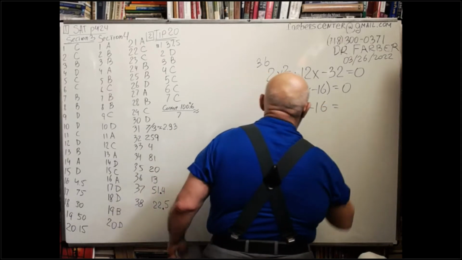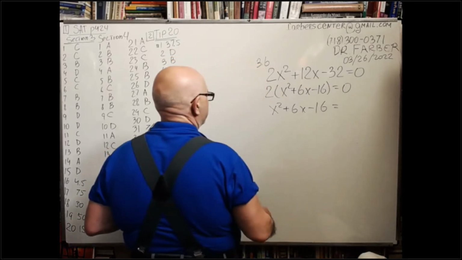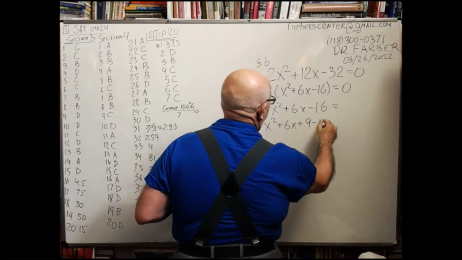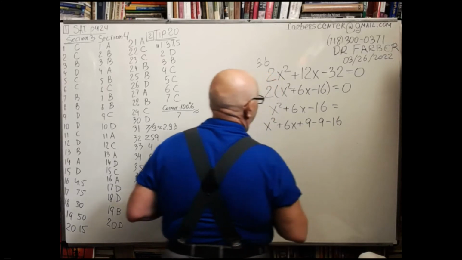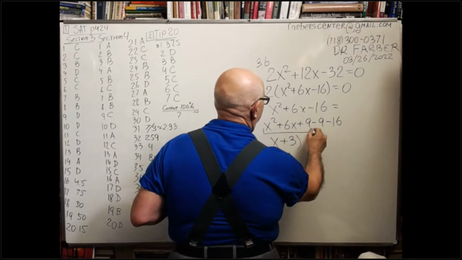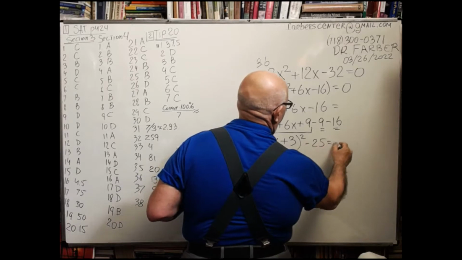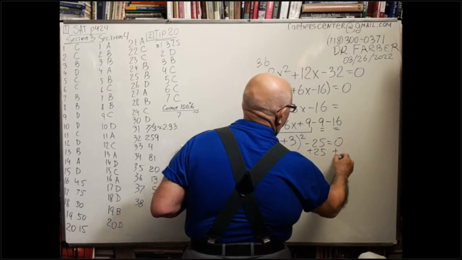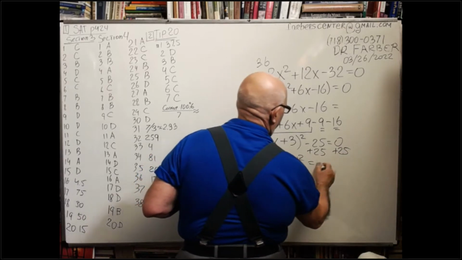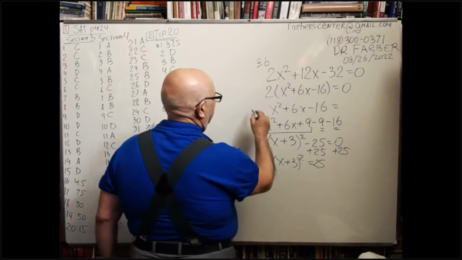Now I look at the multiple choice, what we have in multiple choice. Okay, it's the same as x squared plus 6x plus 9 and minus 9 and minus 16. Or it would be (x plus 3) to the second, this trinomial, and minus 25 equals 0. Plus 25 and plus 25, and you get (x plus 3) to the second equals 25. If you look at multiple choice, this is C. So wherever you have, this is the second way.